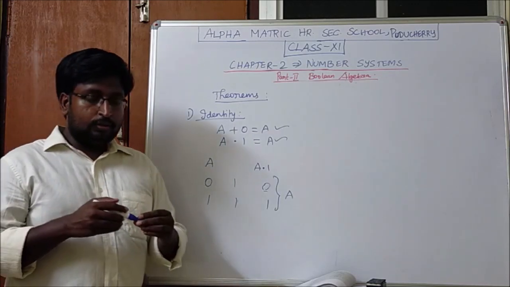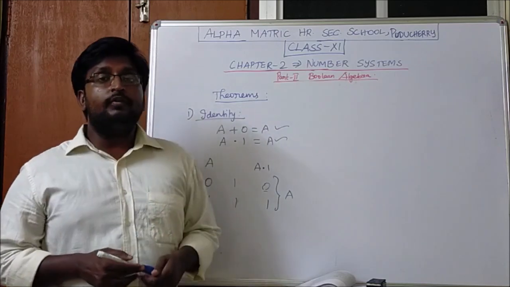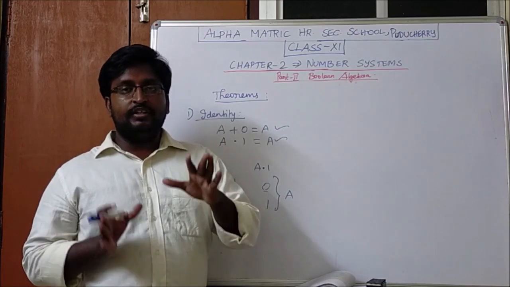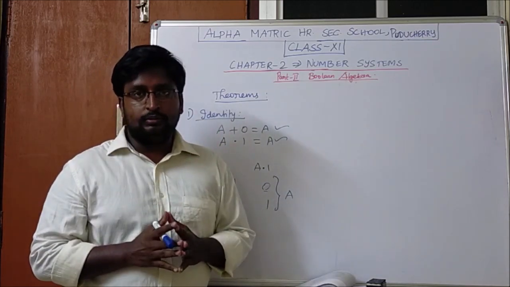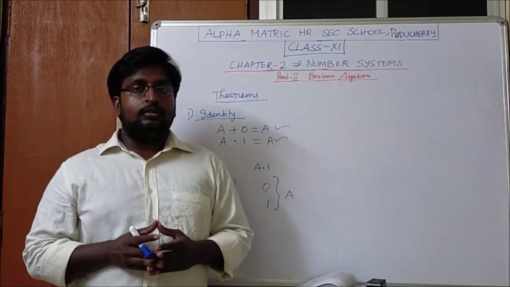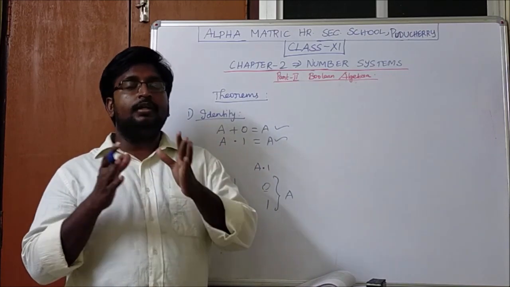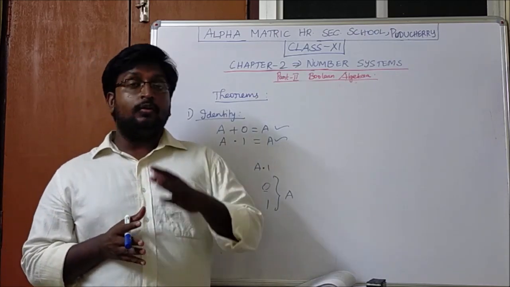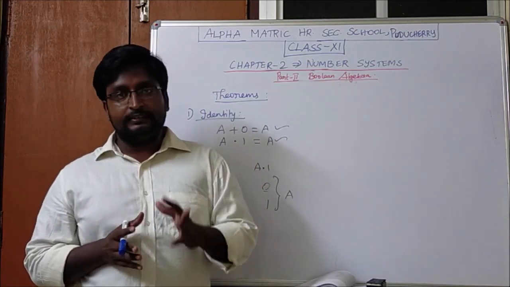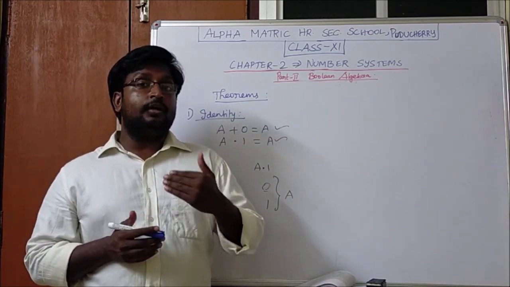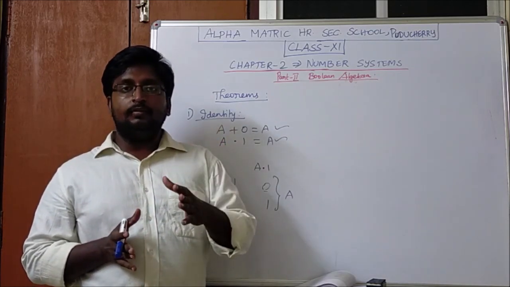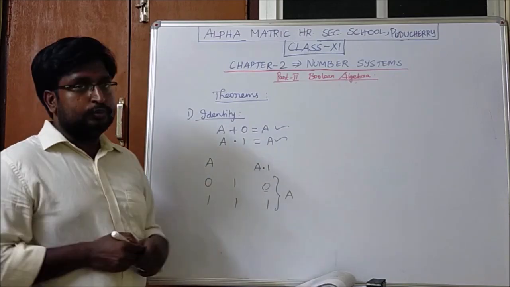So like this, you have to draw the truth table for each and every theorem, and you have to check whether it is proved or not. These theorems are just for understanding, and you have to know that these theorems can also be used. You have to prove both LHS and RHS, that is left hand side and right hand side. The theorems may also be asked in the exam, so we have to learn each and every theorem by proving it using the truth table.